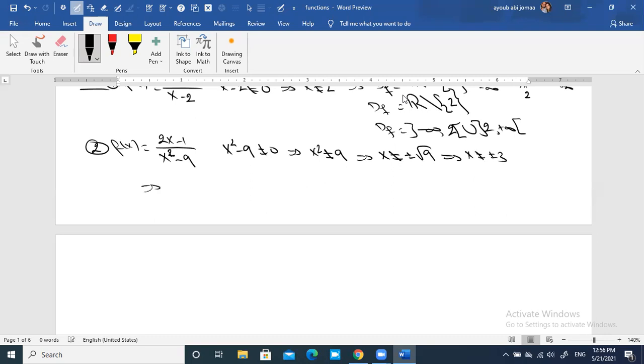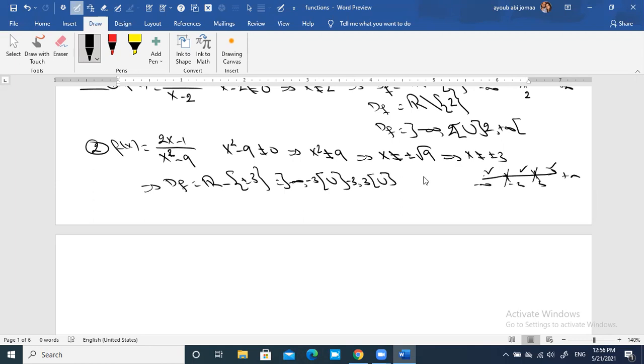So the domain will be all numbers except positive and negative 3. Or to write it as an interval, how to write this interval? From negative infinity to negative 3, open interval, union negative 3 to 3, union 3 to positive infinity. Yes.